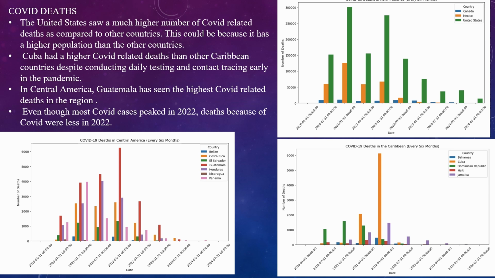In Central America, Guatemala has seen the highest COVID related deaths in the region. And even though most COVID cases peaked in 2022, deaths because of COVID were less in 2022. So when we compared the case numbers and the deaths, by 2022 we had more cases, but we had less deaths.